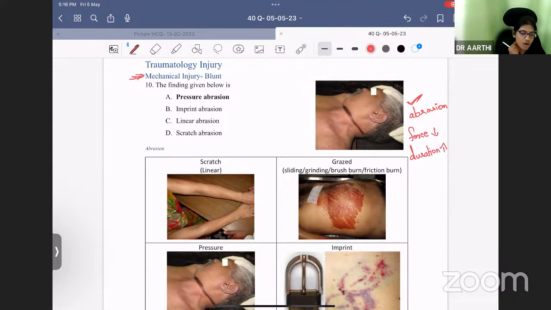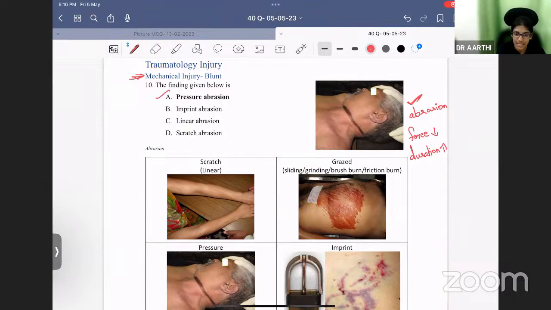So it's a small amount of pressure for a long duration, like a shoe bite, right? So that is a pressure abrasion. Okay, so let's see the other abrasions just in images.